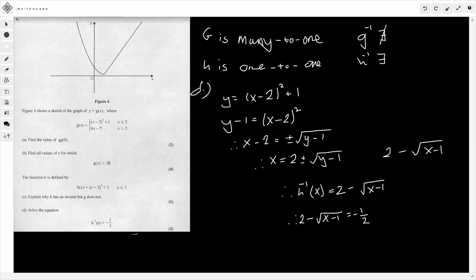What we can do here is take this square root of x minus 1 across and take this half across if we want, or we can just take the negative across like this. If I take the negative across, I'll take this 2 across, and that'll become negative. So I'm going to get minus the square root of x minus 1, and that's going to be equal to minus 5 over 2. So minus a half minus 2 is minus 5 over 2.